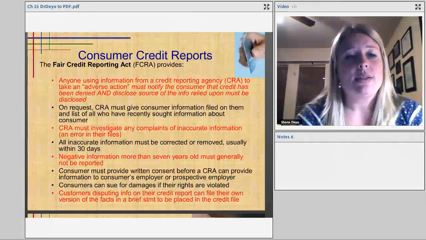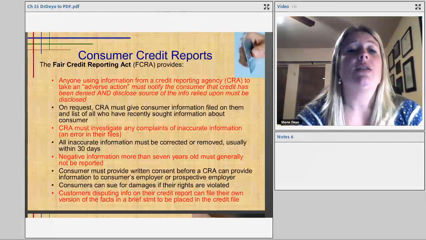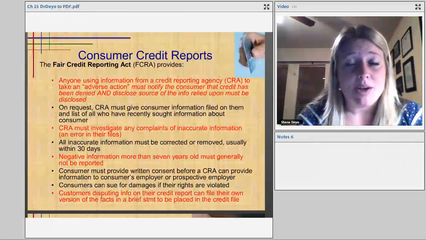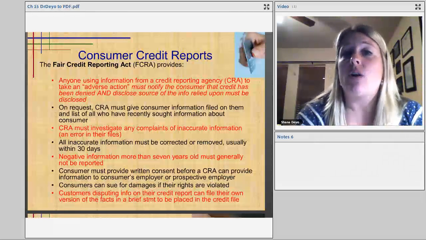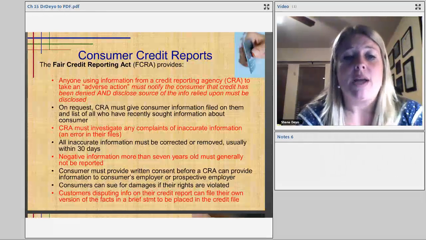Once the request is made, the credit reporting agency must give the consumer information filed on them and a list of all those who have recently sought information about the consumer. So they have to not only give you that specific information about why your credit was denied, you can also ask for a list of who all has been accessing my credit, and they have to give you that too. The ones that are in red here, if it's in red, I remember that it might be on the quiz, so I highlighted that in red.